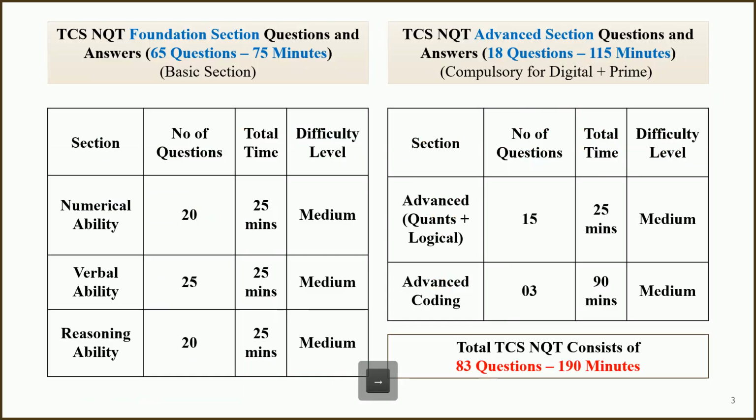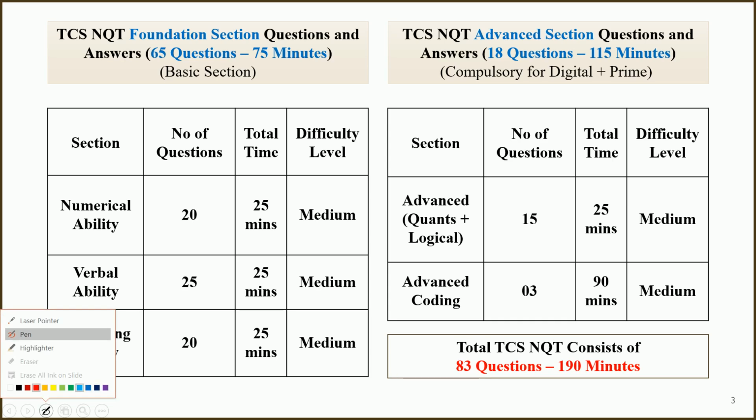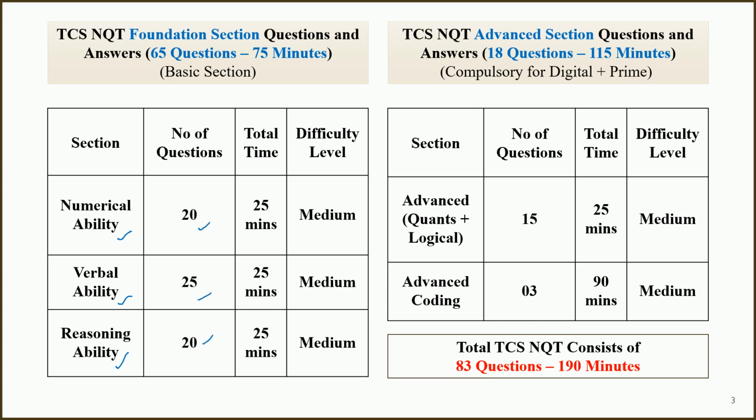Now, if you consider the TCS NQT written test, it consists of two sections. One is the foundation section, and the second one is the advanced section. In the foundation section, you will find numerical ability, verbal ability, and reasoning ability, in which 20, 25, and 20 questions will be asked. The time is fixed: 75 minutes for all three sections, a total of 65 questions. This is the basic section.